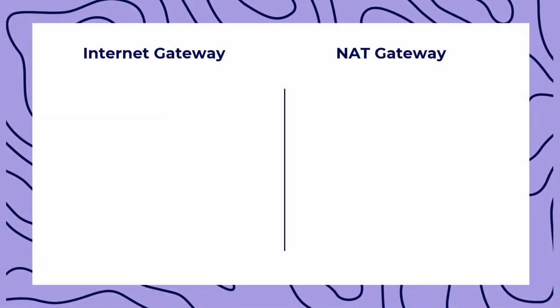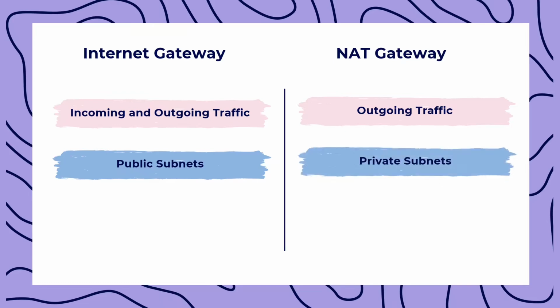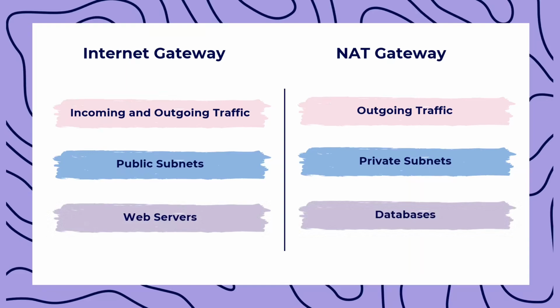Let us discuss some of the key differences between an Internet Gateway and a NAT Gateway. An Internet Gateway allows both incoming and outgoing traffic between your VPC and the Internet, while NAT Gateways only allow outgoing traffic from resources in your private subnet. Internet gateways are usually associated with public subnets, while NAT gateways are usually associated with private subnets. Internet gateways are used for public-facing resources, such as web servers that need to be accessible from the internet, while NAT gateways are used for private resources, such as databases.